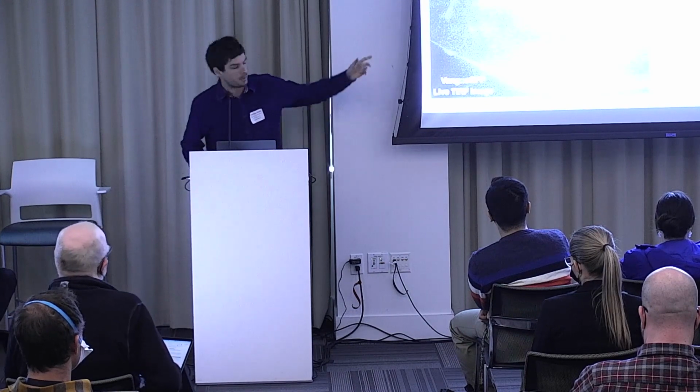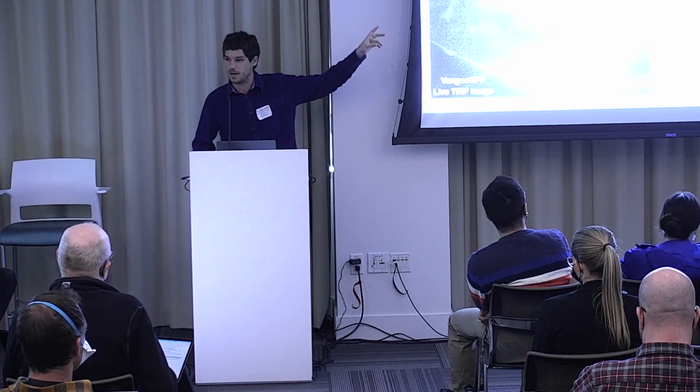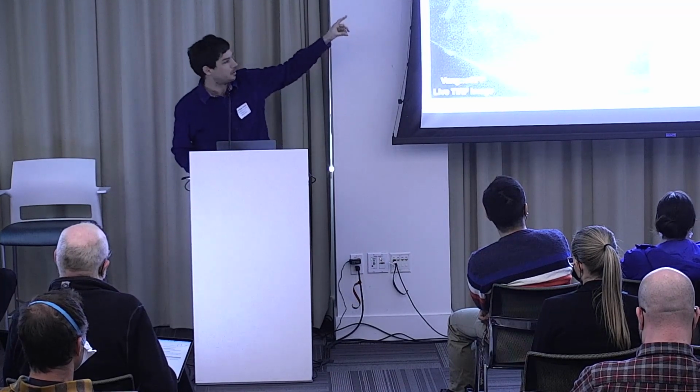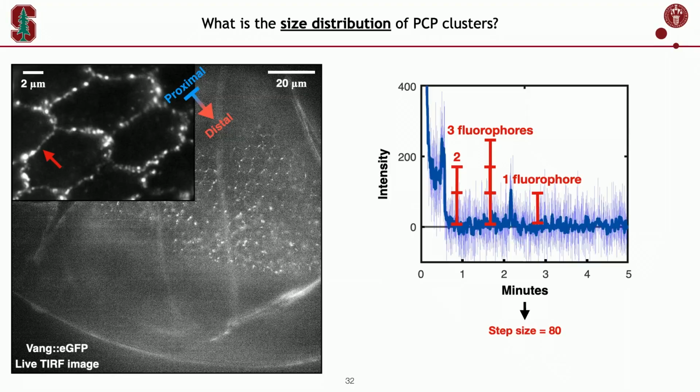I can go back, and we can even, in this trace, identify where we have 2 fluorophores on and 3 fluorophores on. Thereby, we can find the best estimate of the step size of the fluorophore. And we can now back calculate how many fluorophores or how many molecules are in this particular cluster at the beginning. And for this one, it will turn out to be 8.